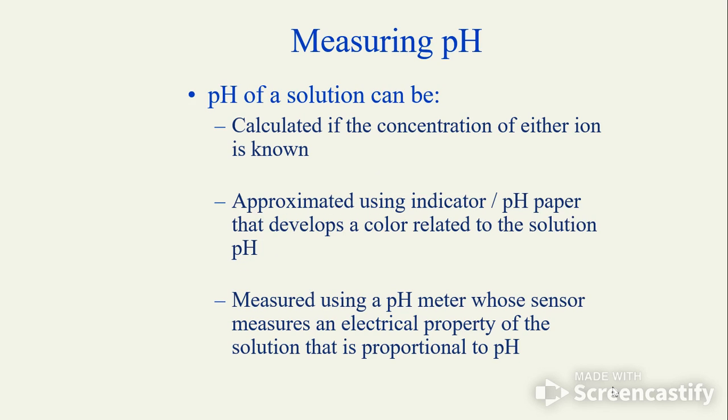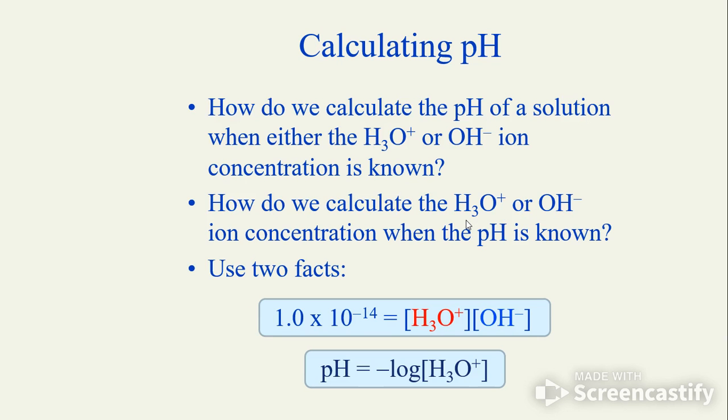So how do we measure pH? The pH of a solution can be measured if either the concentration of hydronium or hydroxide ion is known, or by using an indicator or a pH paper that develops a color which tells the relative pH of the solution. It can also be measured using the pH meter, which has a sensor that measures an analytical property of a solution that is proportional to the pH.